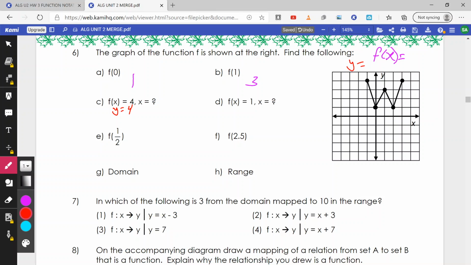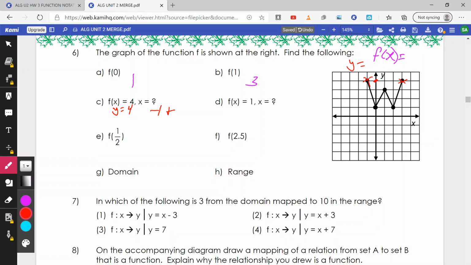So I'm going to go to where y is equal to 4, which is up here towards the top. And I want to go left and right to see where I hit my point. If I go left, I hit that one point. If I go right, I hit that point. So I'm actually going to have 2 answers here. So going left 1 means x is equal to -1. And if I go to the right 1, 2, 3 spots.